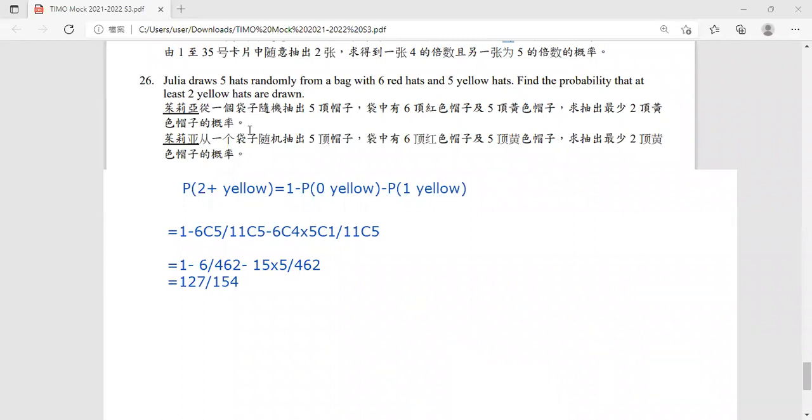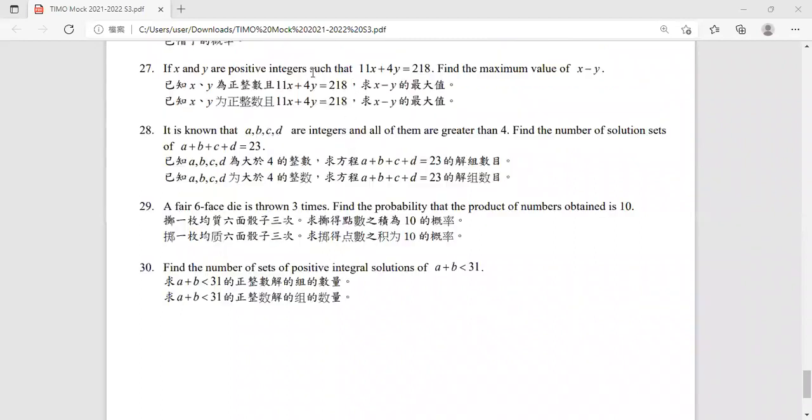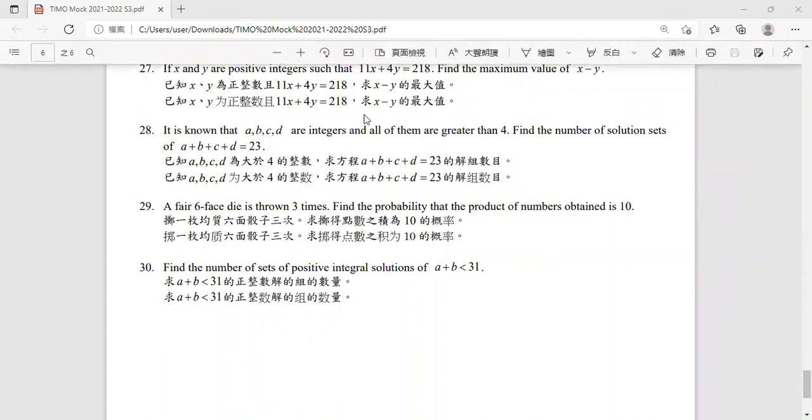Okay. Question 27. Now xy is positive and f of x plus 4y is equal to x. Find the maximum of x minus y. So that means that you have to minimize y.